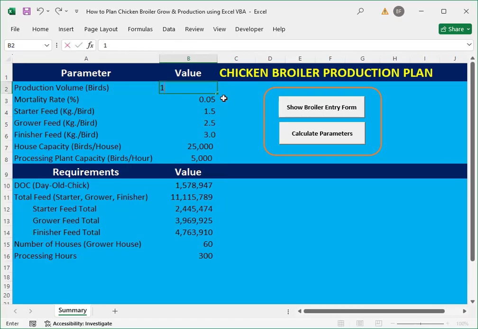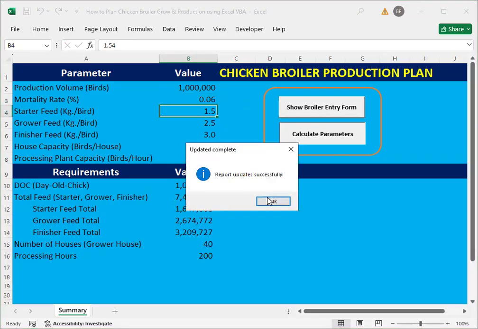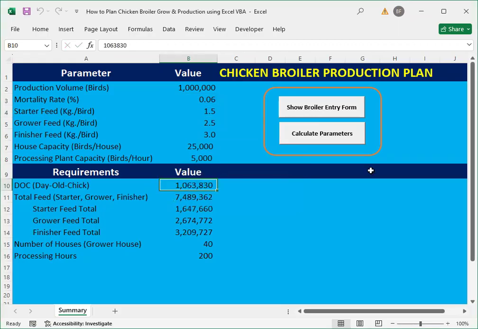So let's say we go back to 1 million. Okay, that would be 1 million. Let's say we're going to change the mortality rate, because in this area we have a high temperature and high relative humidity. Then we need to change the mortality, let's say 6%. Okay, then we're going to calculate. There are changes. Now the DOC, because it goes back to 1 million but with a higher mortality rate of 6%, the DOC requirement would become 1,063,830. The total feed would become 7,489. We still need 40 houses and 200 processing hours.